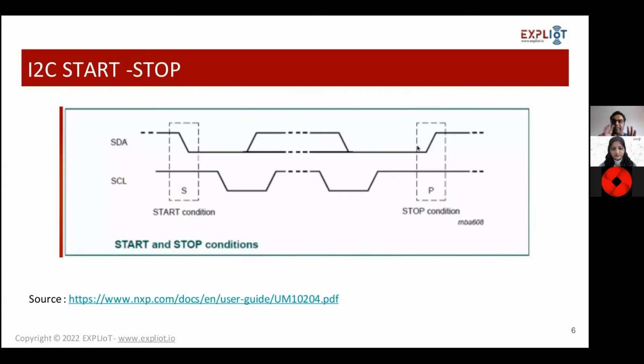But when you want to stop this communication, to end the communication, it is basically a reverse way, where the clock is first pulled up compared to the serial data line, and then after that the serial data line is pulled up. So the start and stop conditions are reversed, and everything you can see with reference to that particular clock. So this is the first state of the starting and stopping of the I2C.